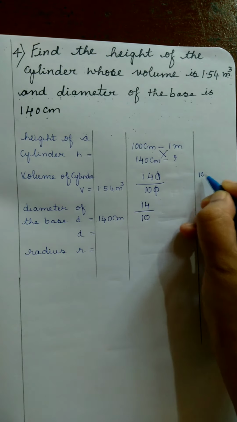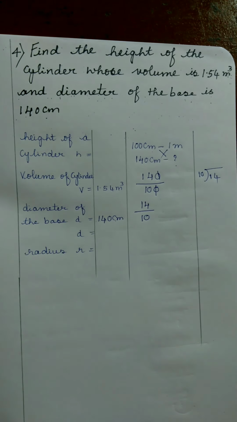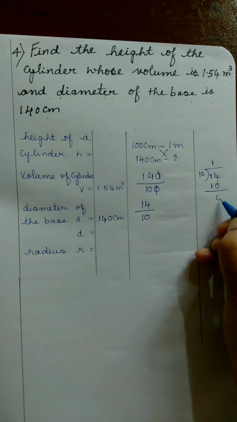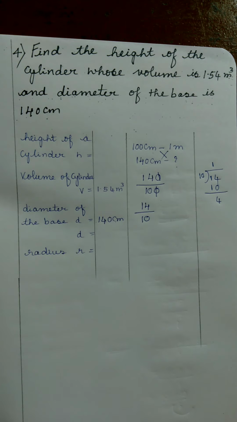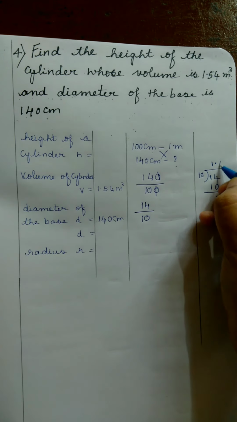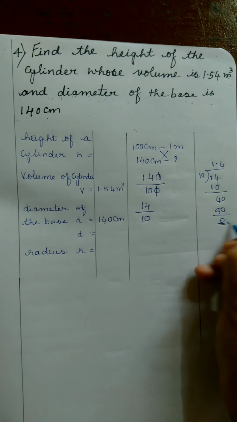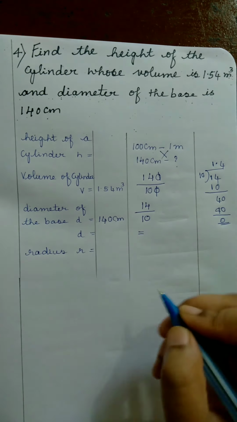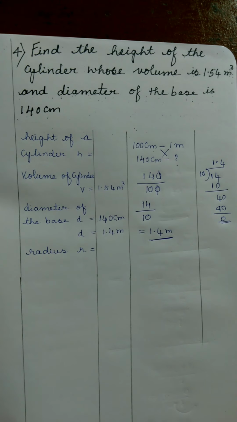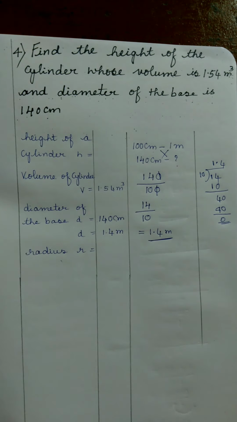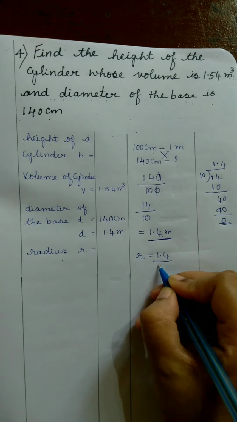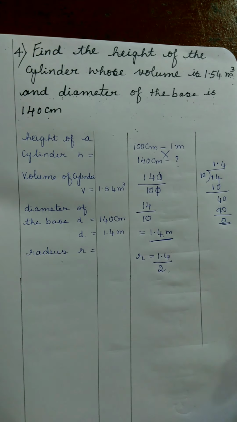10 ones are 10. The remaining is 4. 4 is lesser than 10. Put one decimal point, take 0. 10 fours are 40. Therefore, the diameter will be equal to 1.4 meter. Now, we have to find out the radius. We know that radius is equal to diameter divided by 2. That is 1.4 divided by 2.